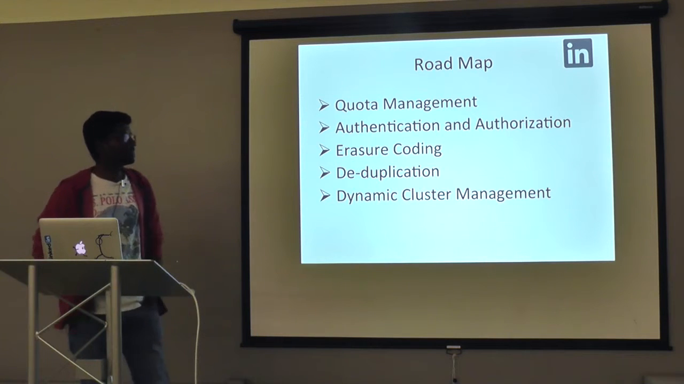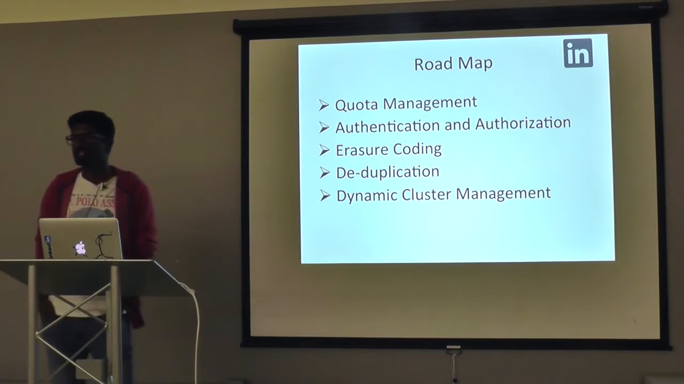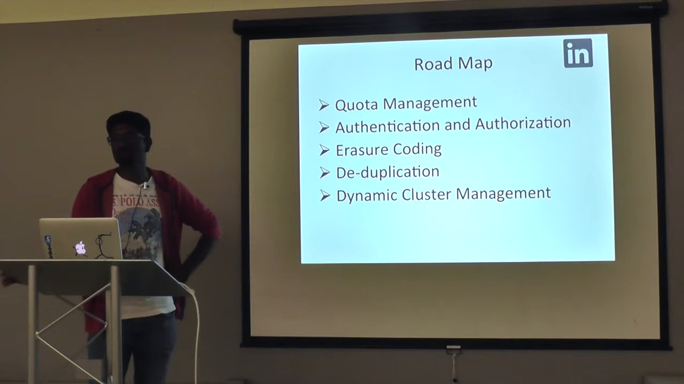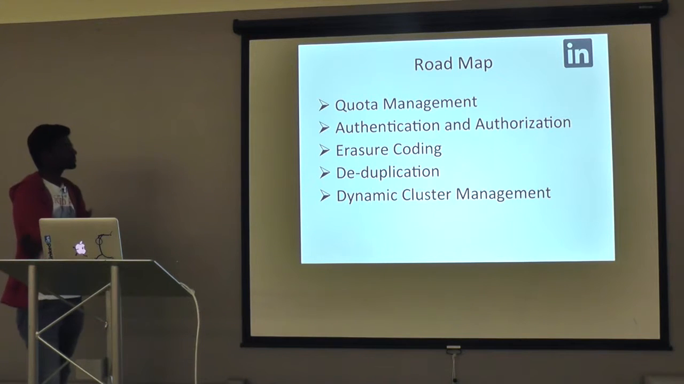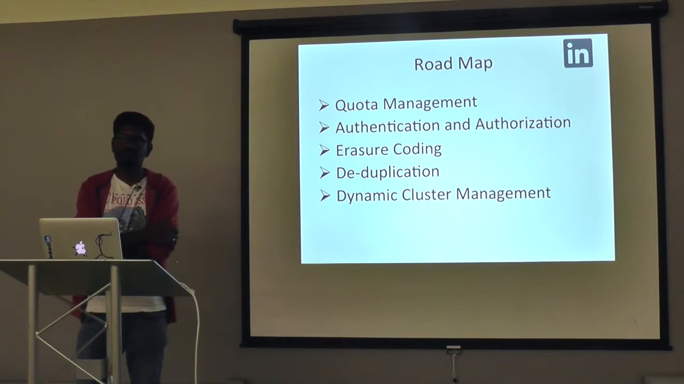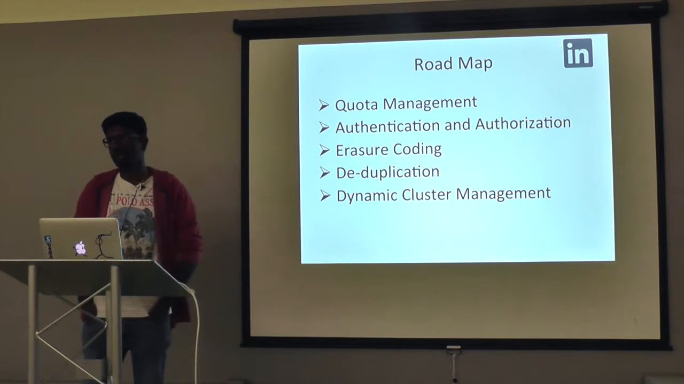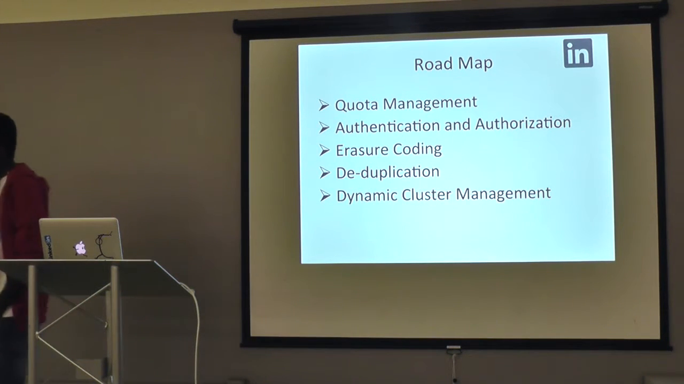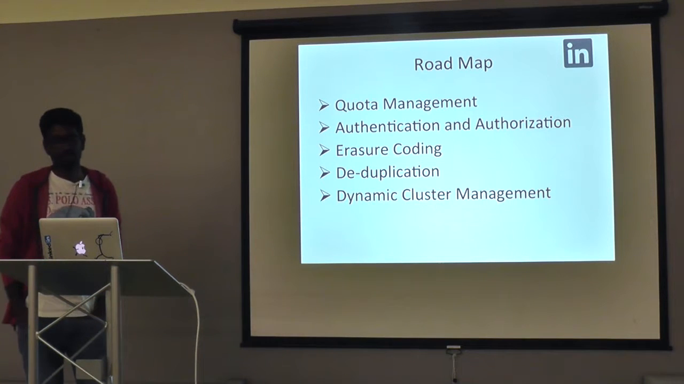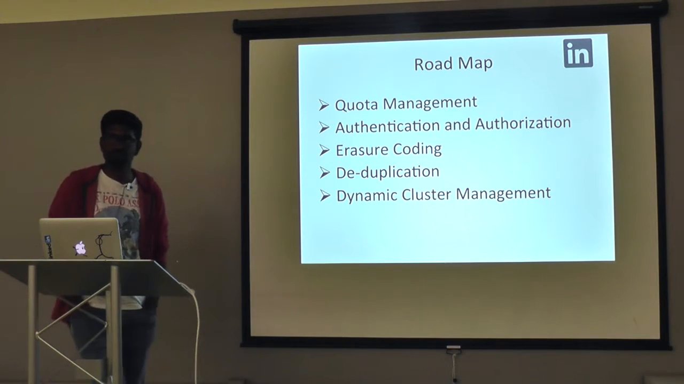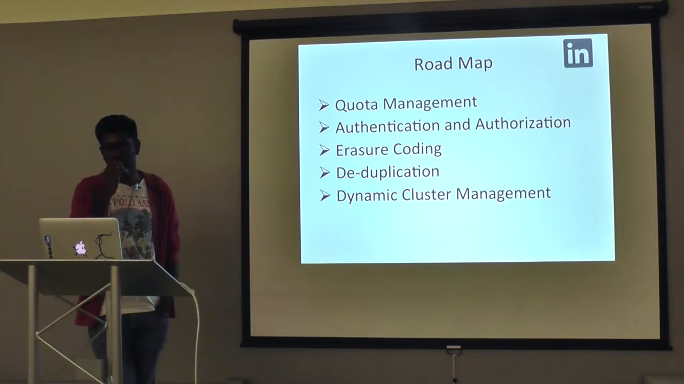Our roadmap has a couple of exciting projects on the way. Quota management: as of now, we don't throttle any of the users or servers for their requests. Authentication and authorization: we don't have a good story defined yet for Ambry. Third is erasure coding. As data becomes old, it takes up a lot of space and the read rate goes down, so there's no point in storing every replica. Erasure coding lets you store fewer replicas while retaining the same durability.